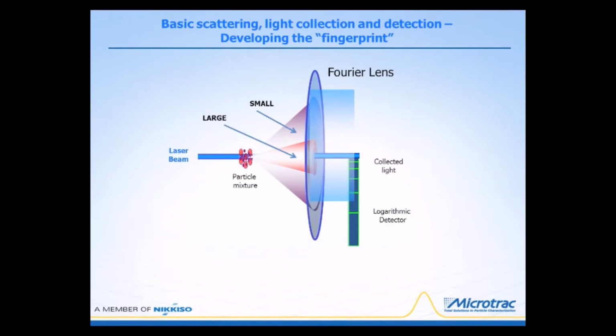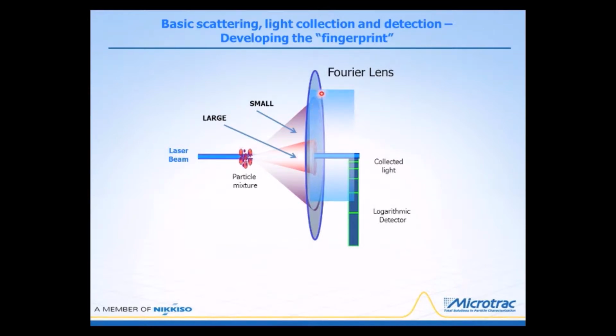Now, the basic scattering concept, I'm sure many of you are familiar with this, but for those that are not familiar with it, let me explain the basic concept here. We have a laser beam pointed down the optical axis, and this laser beam interacts with particles, both the small ones and the large ones. The larger particles scatter the light at a more narrow angle, but at a higher intensity than the small particles. Small particles scatter light at wider angles than the coarse particles.